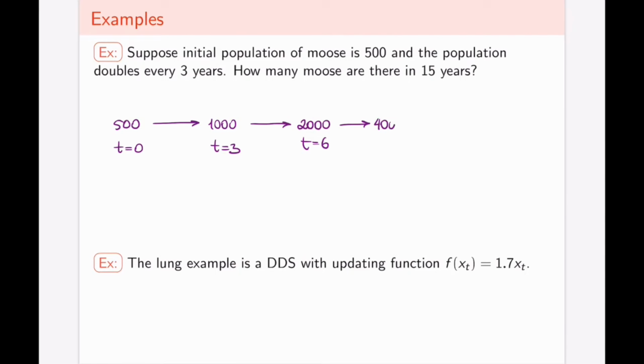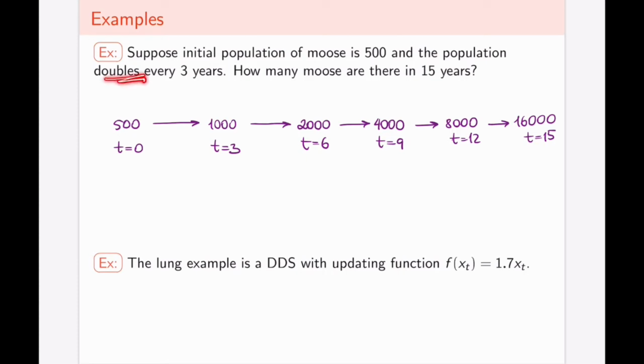So the next doubling will produce 4,000 and will correspond to t equals 9. The next doubling will produce 8,000 corresponding to t equals 12. And then the last doubling will produce 16,000 and will land me at t equals 15, which is what I'm after here. If I would like to write down the updating function here, the rule is going to be simple.